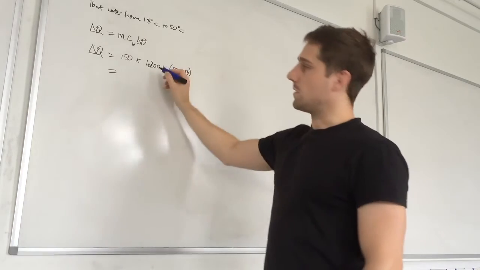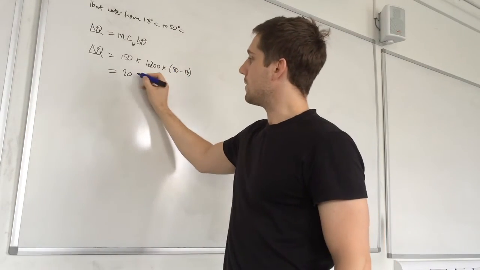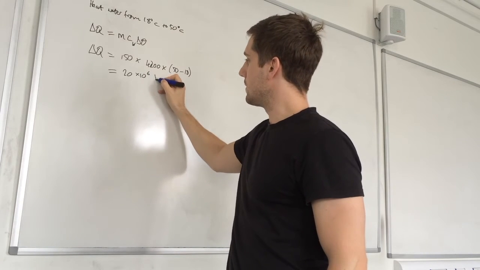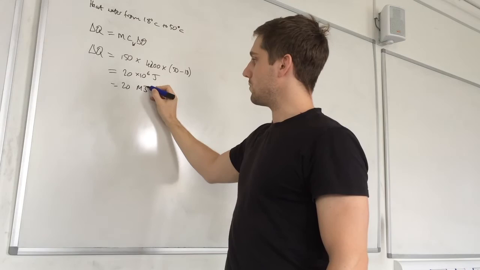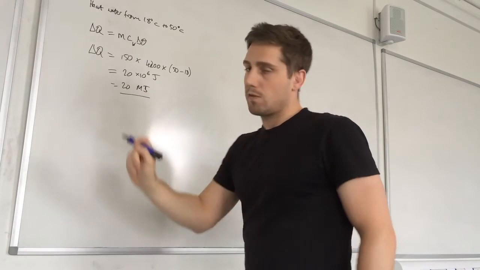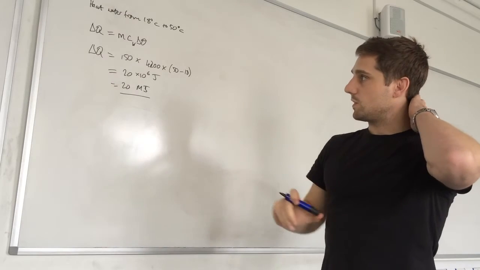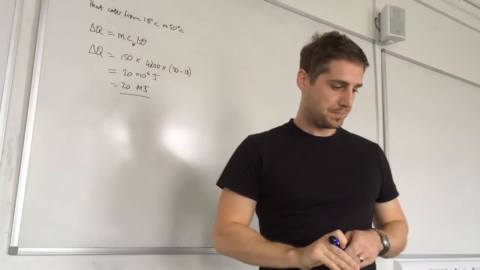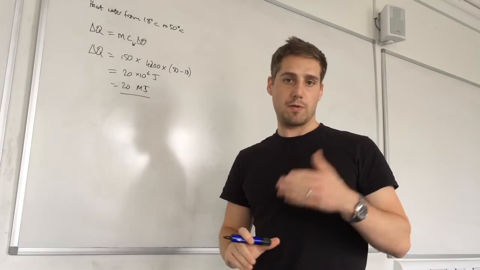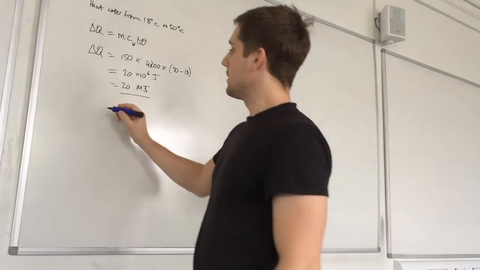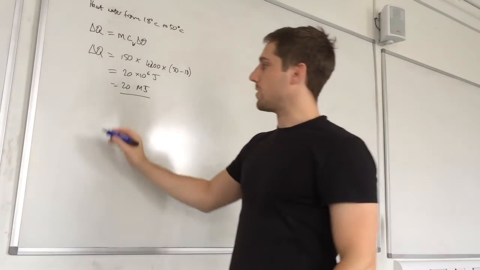Okay, so 150 times 4,200 times 32, that gives us 20 times 10 to the 6 joules, which is 20 megajoules, if we wrote it using a prefix. So that's the first example for you, just using the specific heat capacity equation. Second one is to calculate using the latent heat of fusion. Here what we're doing is we're freezing 120 grams of water.